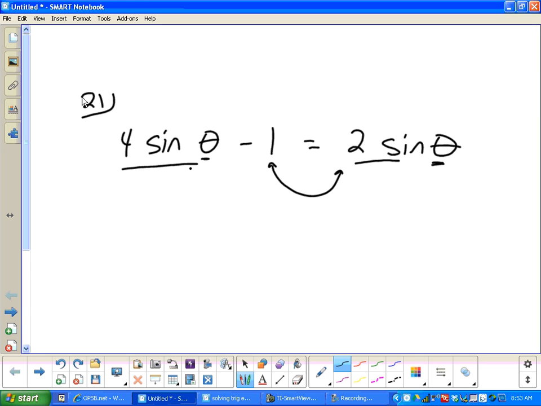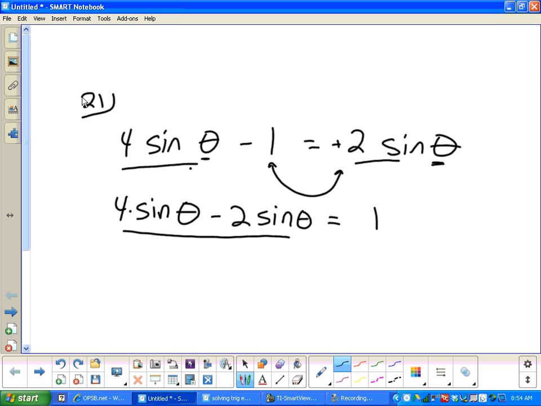So I'm going to have, well, that's 4 times sine theta. But I'm going to be able to subtract it. Since this is a positive 2, I would subtract it on both sides, and so you get minus 2 sine theta equals, and we're going to bring that 1 over, so it would be a positive 1.